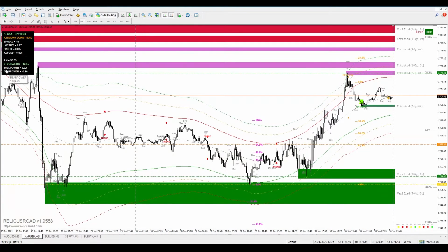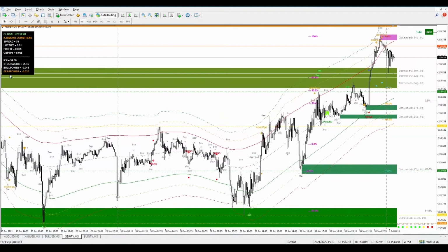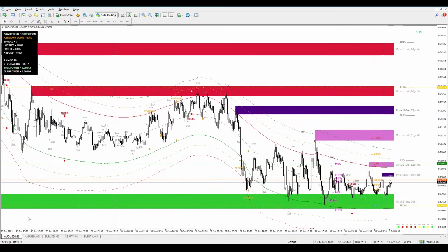So bull power, bear power. So this is right now white, so there is no difference, a lot of difference between them. So if we go to, let's say here, we see the bears are stronger, right? So this is color now, and maybe here the bulls are stronger, right? So we can see here.